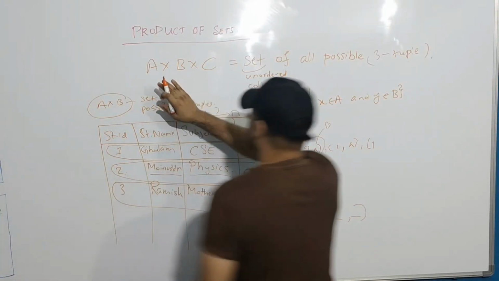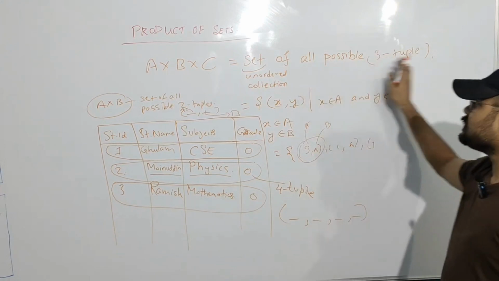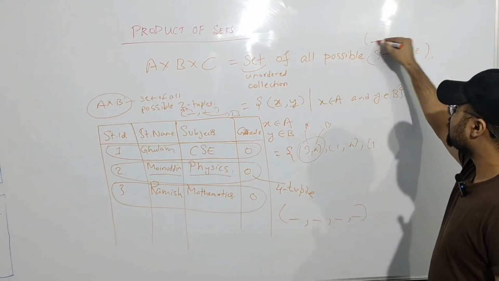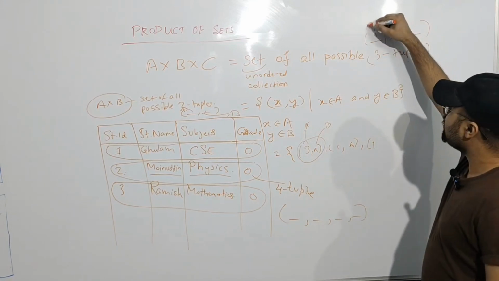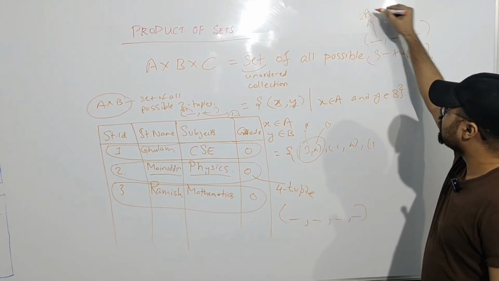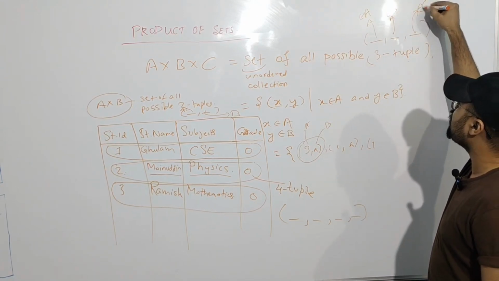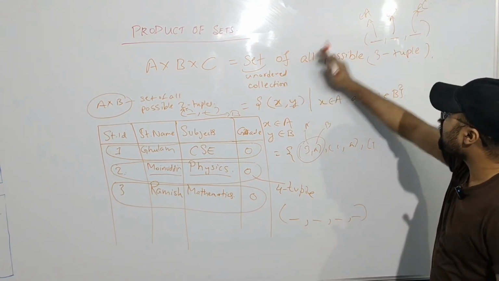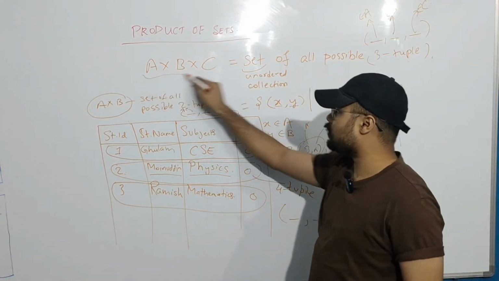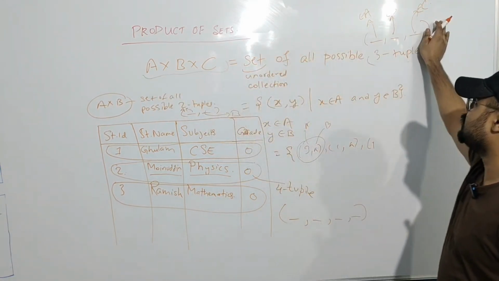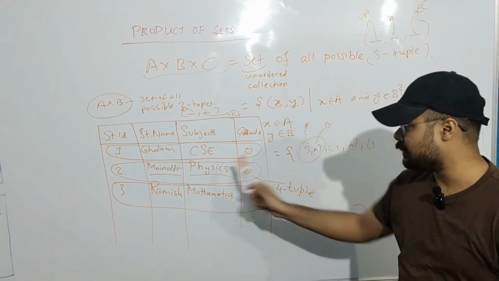Similarly, in this case, A cross B cross C is the set of all possible three tuples. Three tuple means you have three elements in a tuple where the first element always has to belong to A, second element always belongs to B, and third element has to belong to C. And all such tuples possible, you have in your product of sets. Okay, in database, when I start, I will again explain this.